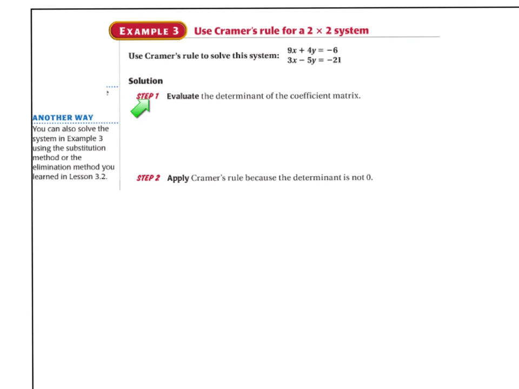So our first step is to evaluate the determinant of the coefficient matrix. Well, we need to write that first. So our coefficient matrix, remember, is made up of the coefficients of our x and y values. So 9 and 3 go in the first column, and 4 and a negative 5 go in the second column. And now I'm going to evaluate the determinant, so I'm just going to write the determinant symbol so we know we're finding the determinant of those numbers.